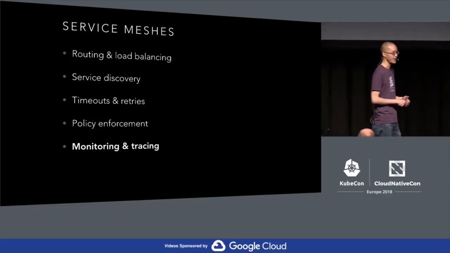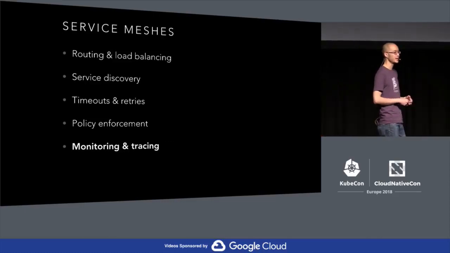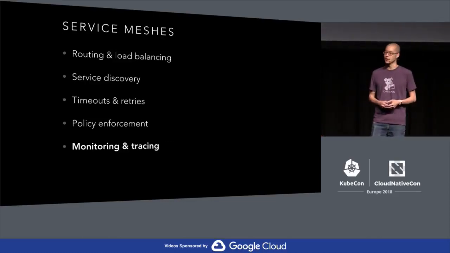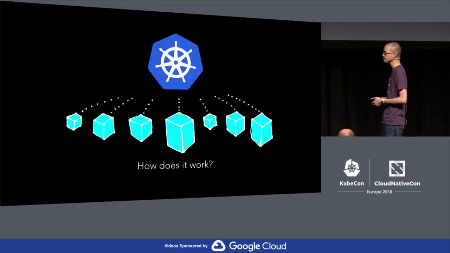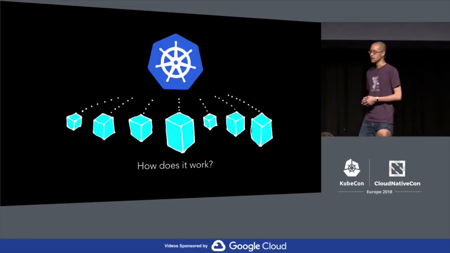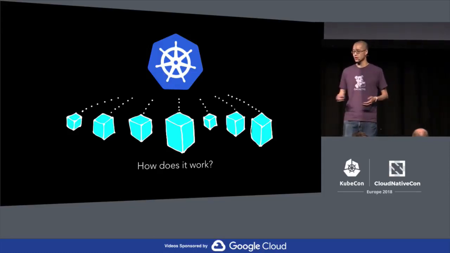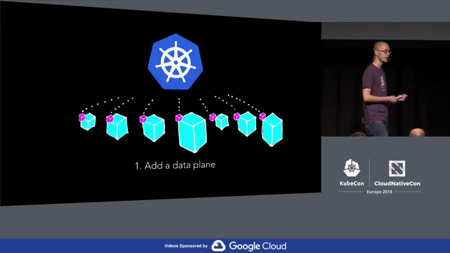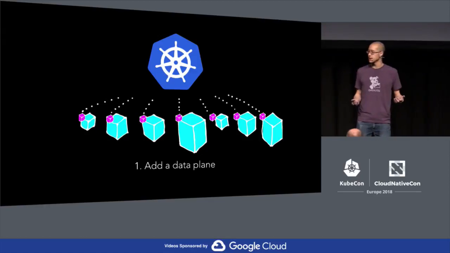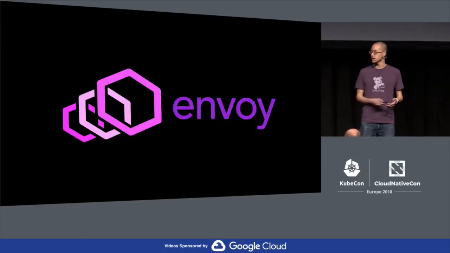Obviously, if all of our traffic is running through our service mesh, it gives us a really great spot that we can actually monitor all of that. So how's this done? You start with basic Kubernetes. You have all of your workloads. You push them aside. You sidecar. This is what's called the data plane. And this is actually Envoy.